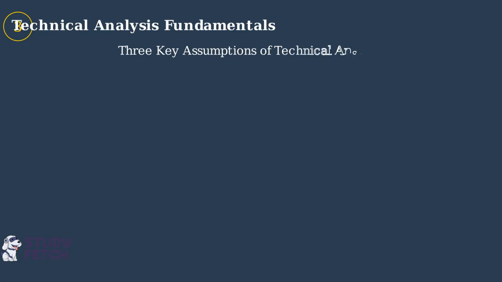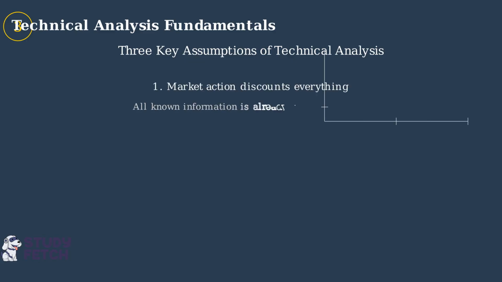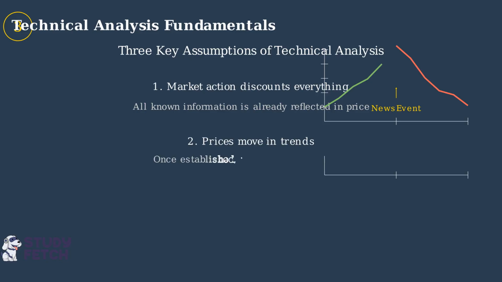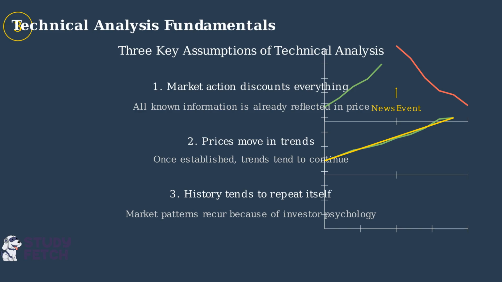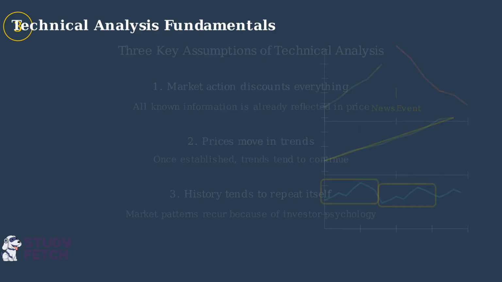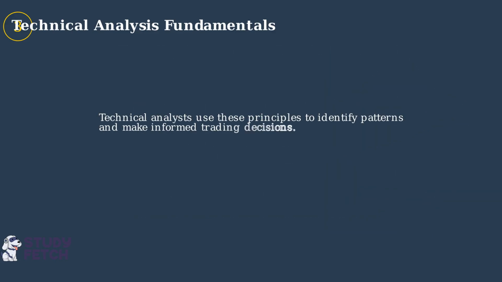The first assumption is that market action discounts everything. This means all known information is already reflected in price movements. The second assumption is that prices move in trends. Once a trend is established, it is more likely to continue than to reverse. The third assumption is that history tends to repeat itself. Market patterns recur due to consistent investor psychology and behavior. Using these fundamental principles, technical analysts identify patterns in market data to make informed trading decisions.